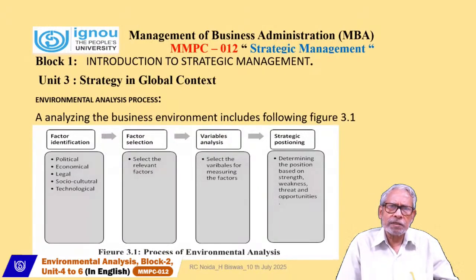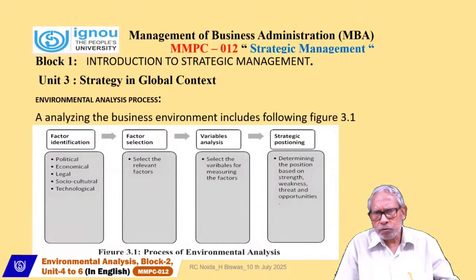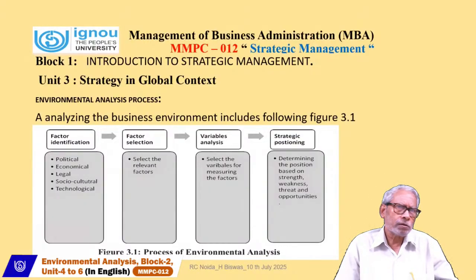This is the analysis for the business environment, and the process is given in the figure. First is factor identification. That is important. We have to identify the political, economic, legal, social, cultural, and technological factors. Those are the inputs you have to provide at the initial stage. Then, factor selection. You have to select the relevant factors. Yes, these factors are relevant, and those factors are not relevant, so you try to remove them.